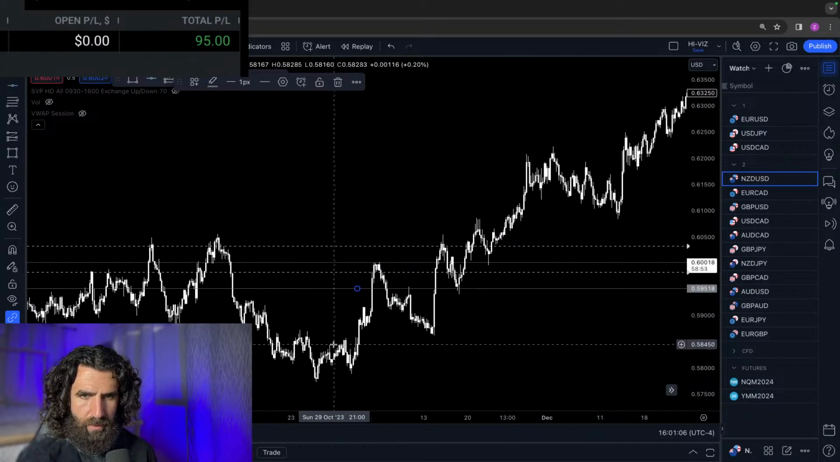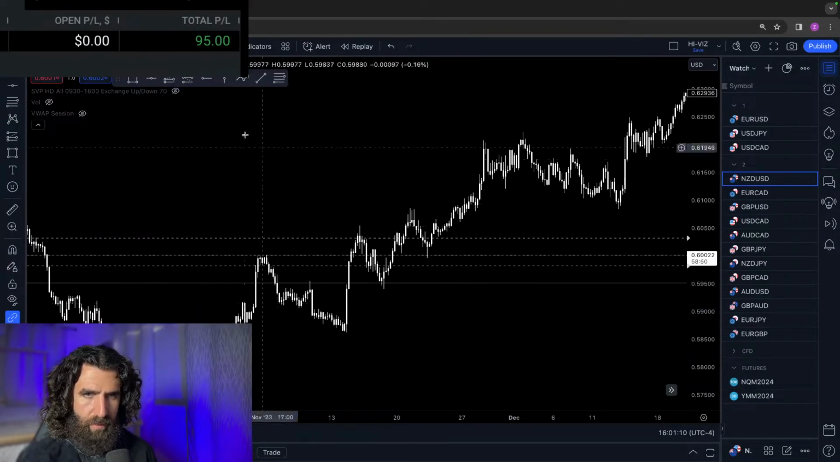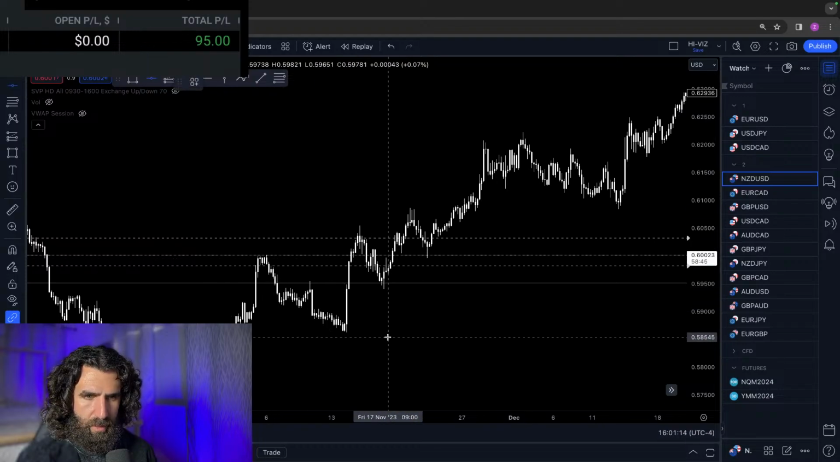I'm going to throw a line right there. I like how that lines up with this. It's kind of not a great zone, but I'm going to leave that right there. That would be the next low that it's approaching in the downtrend.